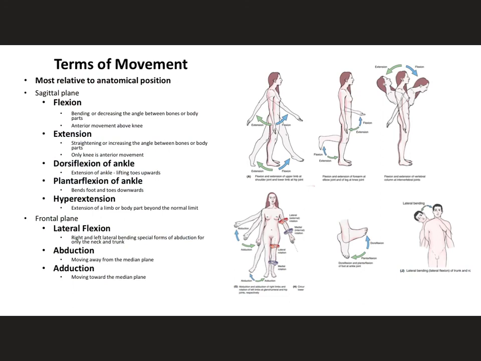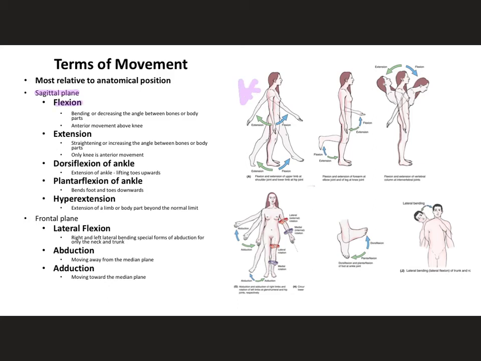In the following slides, I want to get you familiar with terms of movement so that we can discuss how joints move when they move. Our first term of movement occurs on the sagittal plane. Now remember that almost all of these are in relation to the anatomical position. In the sagittal plane, we're moving primarily anterior or posterior.